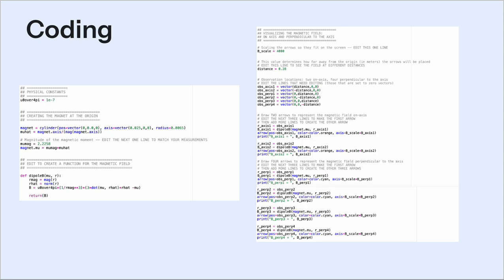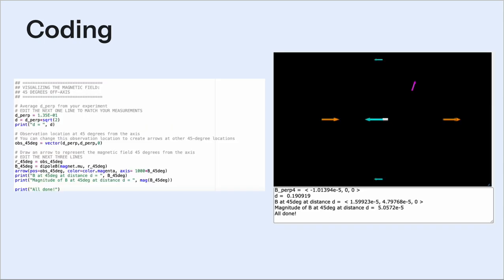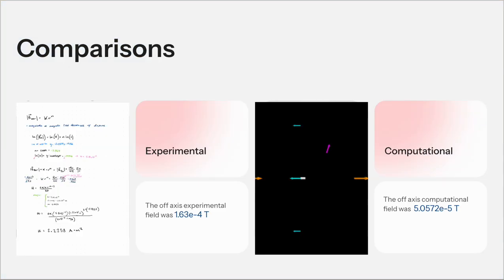Next up was coding. So first off, we had to create the magnet at the origin, then we created the function for the magnetic field, then we visualized the magnetic field, and then lastly we visualized the magnetic field at the 45-degree angle of the off-axis. And then my graph is shown, or my model is shown on the right. The comparisons for my data are shown below.